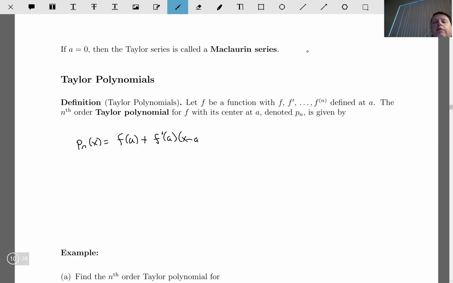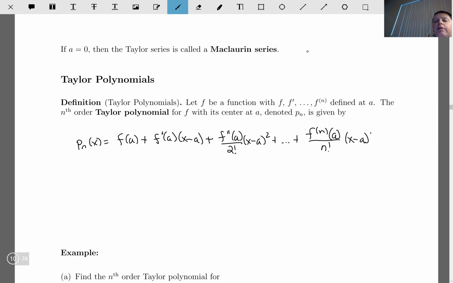of the Taylor series. So we have f double prime of a over 2 factorial times (x minus a) squared, plus and so on, the difference being that we actually stop at the nth derivative. Now we can still write this in series notation, right? We can write this as the sum, k goes from 0 to n, of the kth derivative of f at a divided by k factorial times (x minus a) to the k.